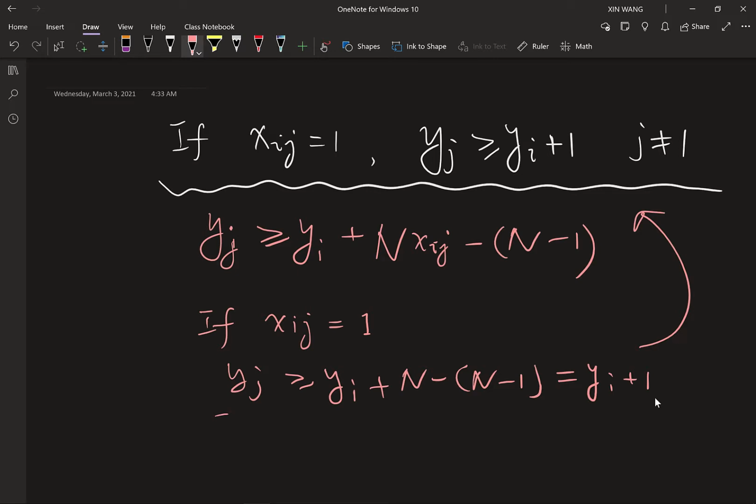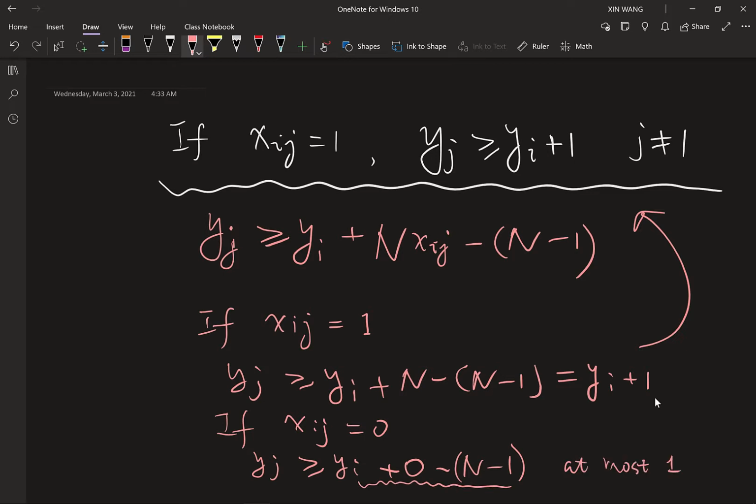On the other hand, if xij equals 0, then the above constraint becomes yj is greater or equal to yi plus 0 minus (n minus 1). So you know, the range of y is from 1 to n. So the right hand side is at most 1, maybe negative. So that always holds if we guarantee that y are chosen from 1 to n. So that means there's no constraint on the choice of y value when xij equals 0.